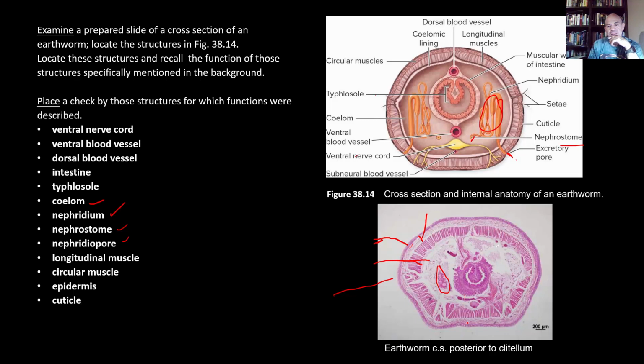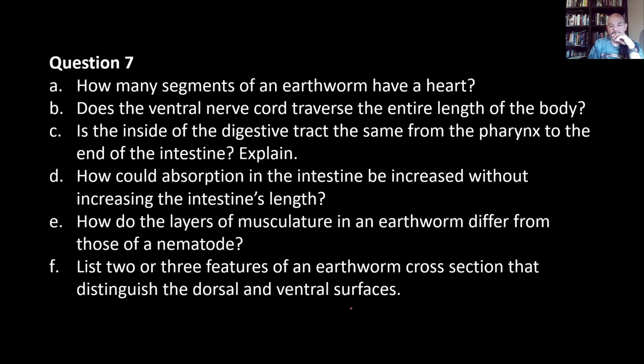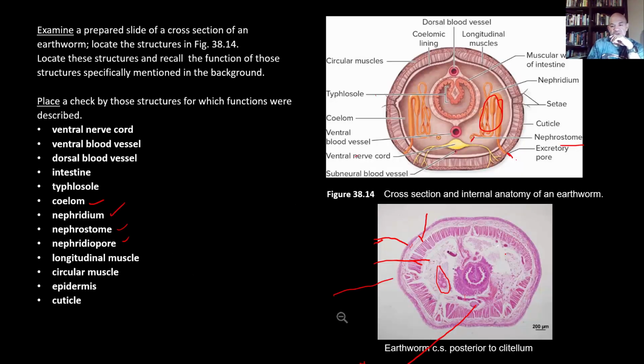For example, the biggest structure down here, that's the dorsal nerve cord. I'm sorry, not dorsal, ventral. I ran out of space down there. So that would be your ventral nerve cord. Right there. And then there's a blood vessel right above there. That would be your ventral blood vessel. Toward the top, you're going to have your dorsal blood vessel right about there. So that would be on the other side.